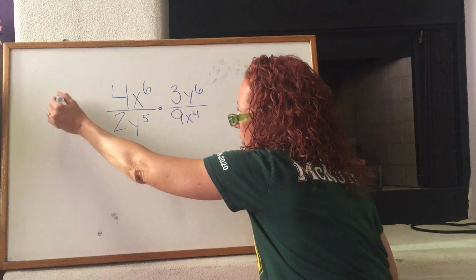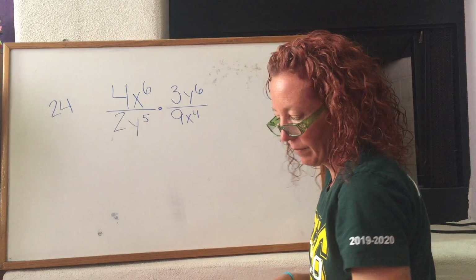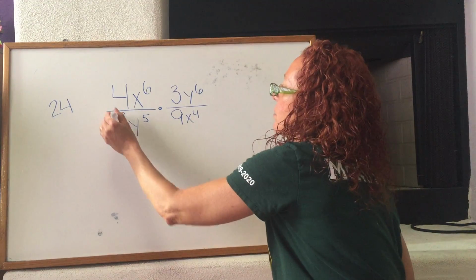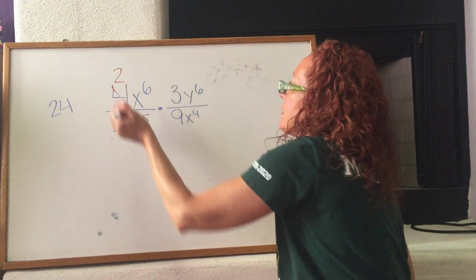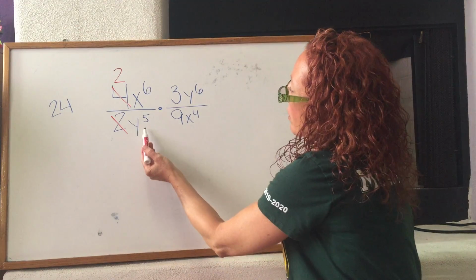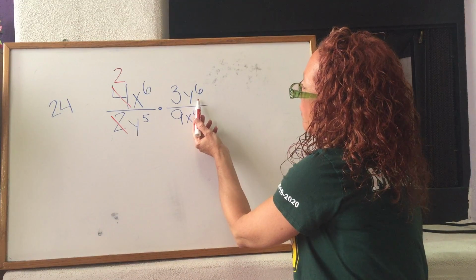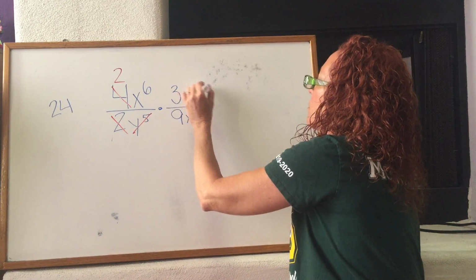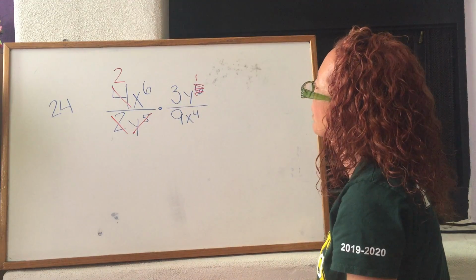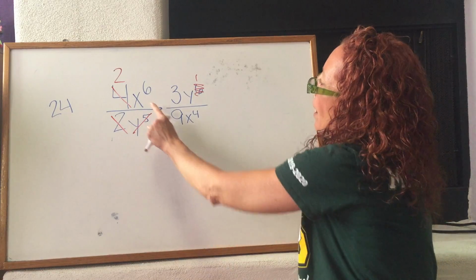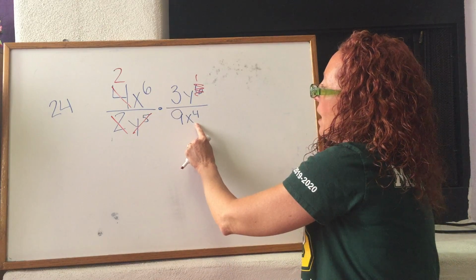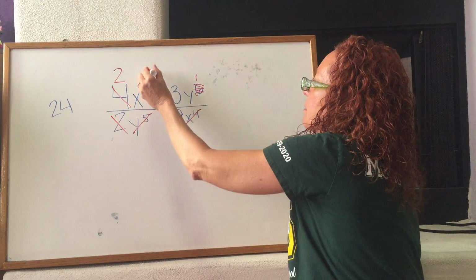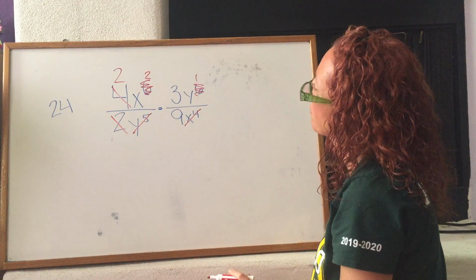So this is question 24. I always like canceling things. It just feels good to slash it out. So 2 goes into 4 twice there. It looks like I have y to the 5th on the bottom and y to the 6th on top. So 5 of those subtract into 6 of those, leaving 1. I have x to the 6th and x to the 4th, so I can cancel that guy. 6 minus 4 leaves 2.